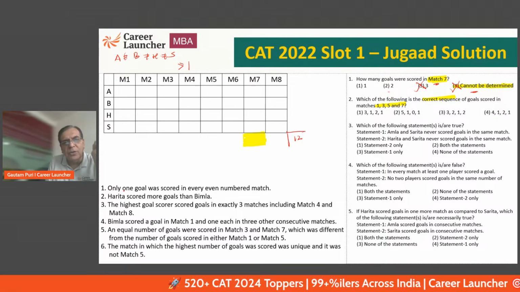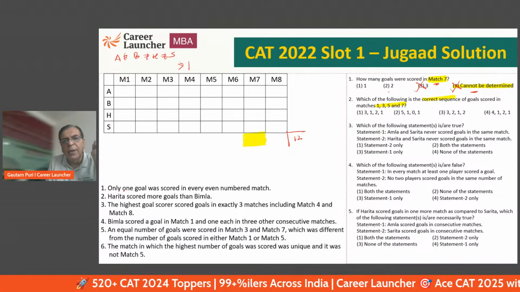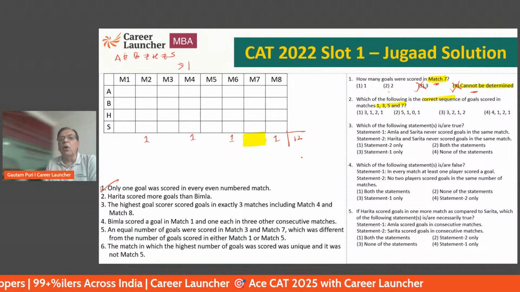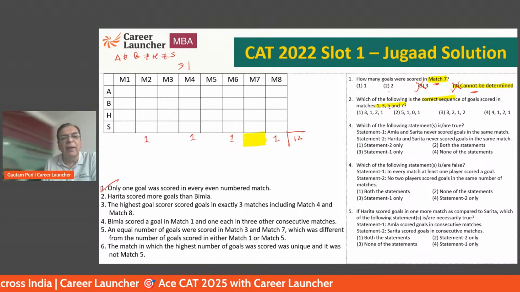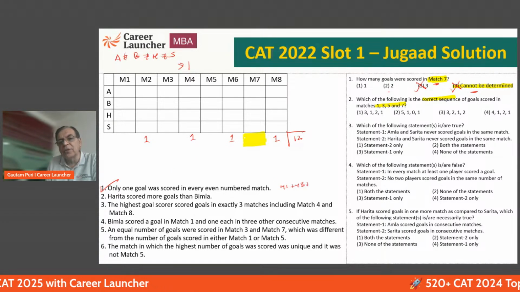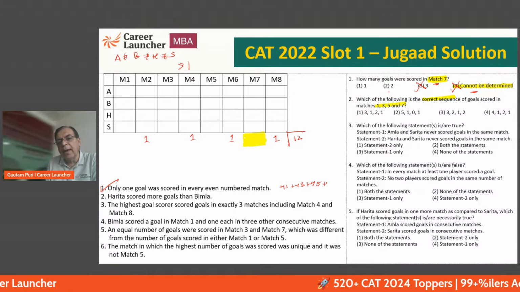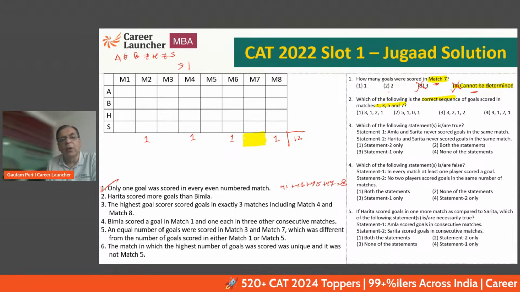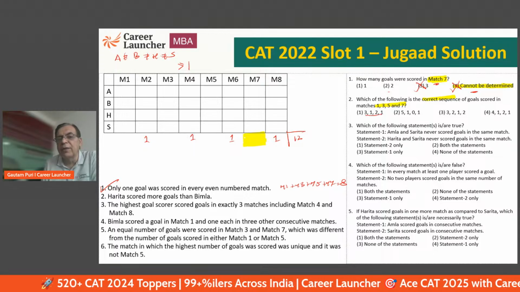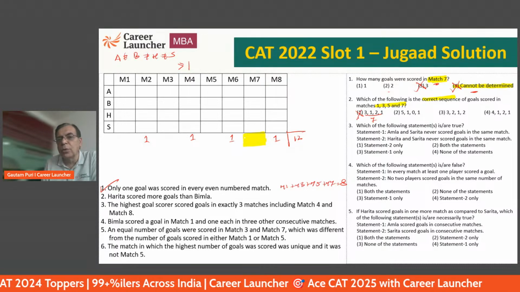Every even numbered match has 1 goal. That means the sum of the odd numbered matches, these are 1, 3, 5, 7, that means match 1 plus match 3 plus match 5 plus match 7 should be equal to 8, because the total number is 12. Let me check the choices. 3, 4, 5, 6, 7: this total is 7. Wrong choice.